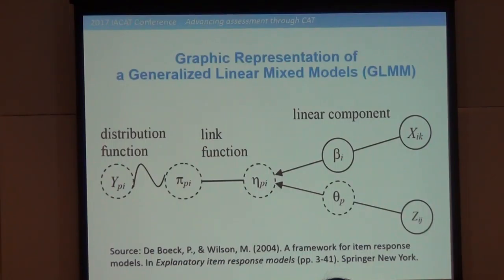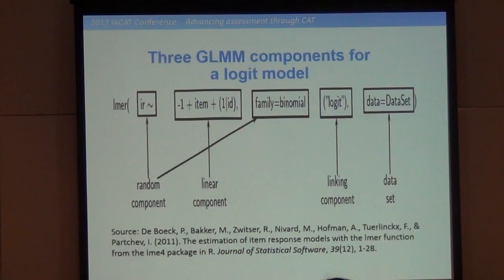And in the middle is a link function. And on the left is the distribution function. And actually, this is another form of the three GLM components for a logit model.